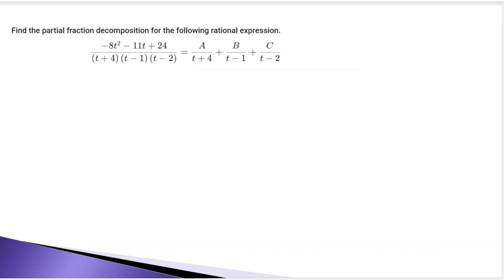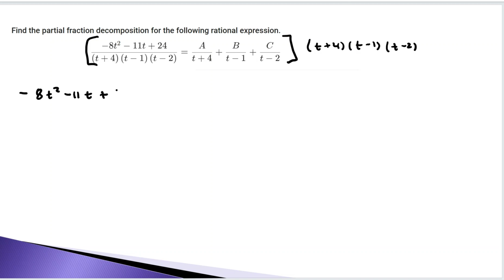As always, I set up the fractions the way I should set them up, and then I cross multiply. So I multiply by t plus 4, t minus 1, and t minus 2 on both sides. And on the right side, of course, that cancels out my fraction. So all I have is the numerator.